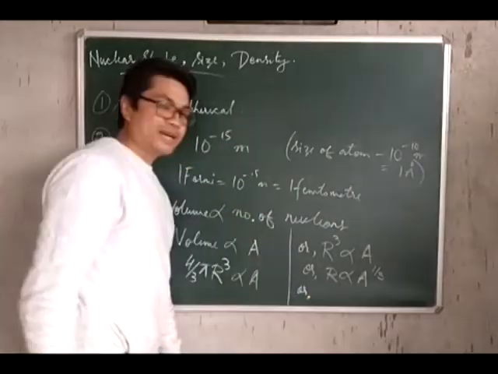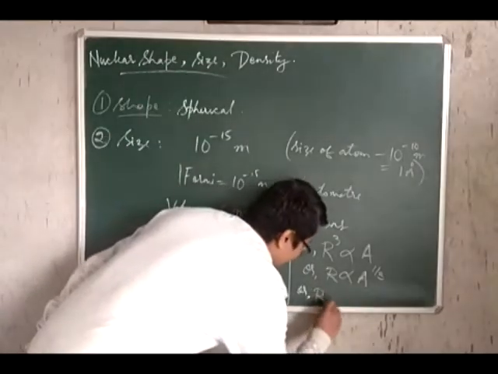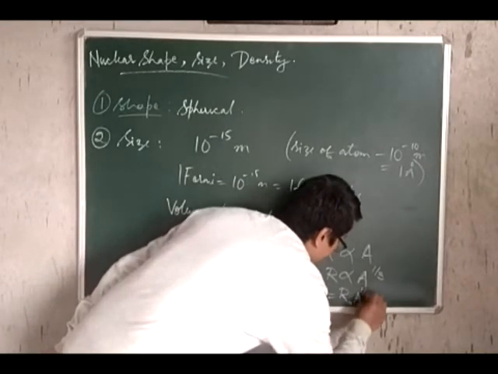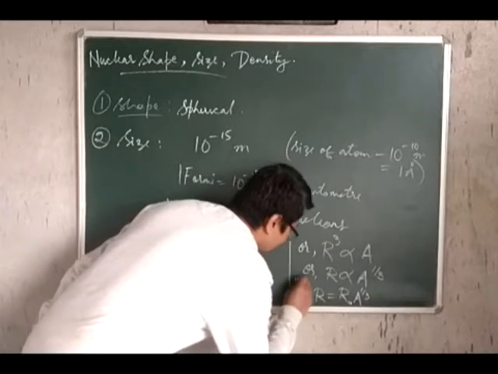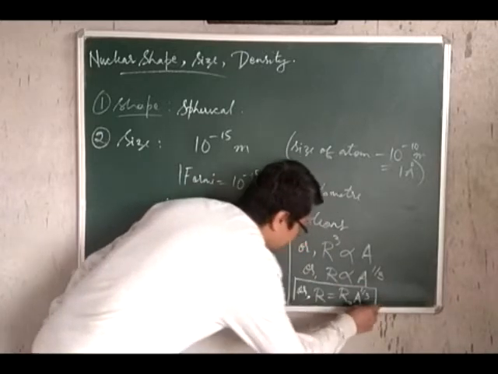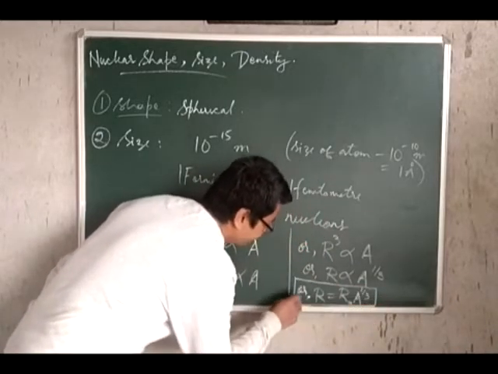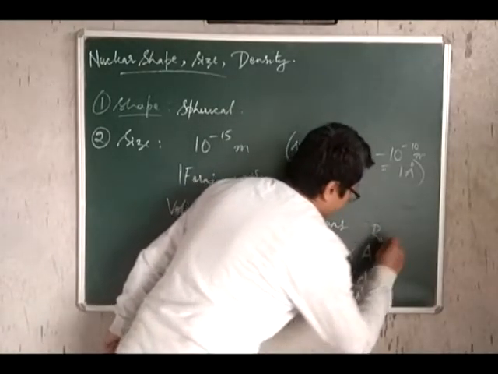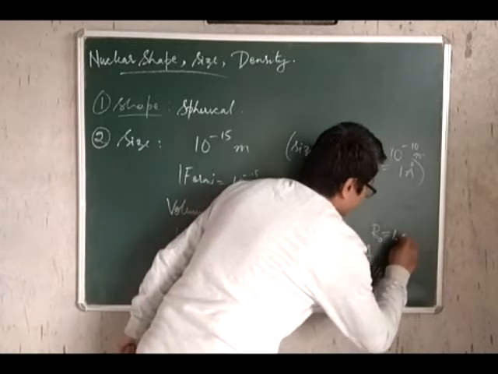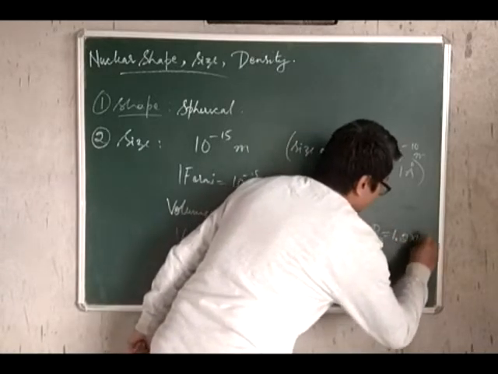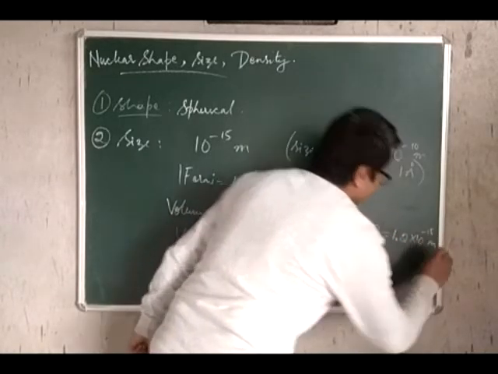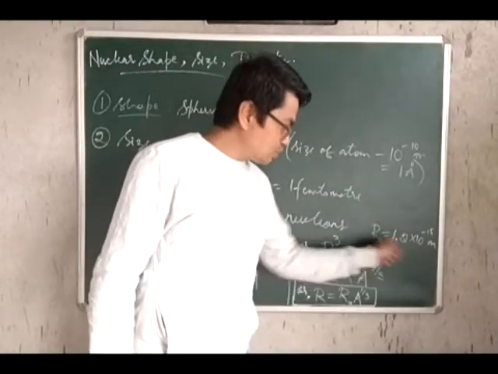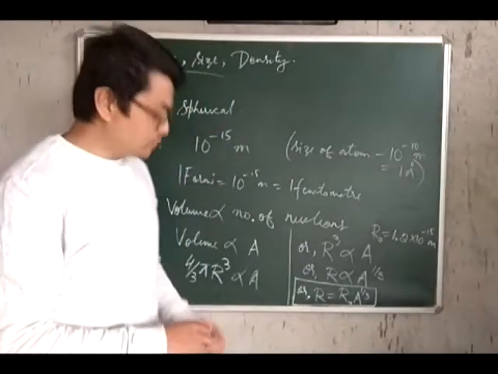The proportionality sign can be replaced by an equal to sign, so R is equal to R naught A to the power 1 by 3, where R naught is an empirical constant. Now the value of R naught experimentally has been found to be 1.2 into 10 to the power minus 15 meters. So R naught is a constant. Its value is 1.2 into 10 to the power minus 15 meters.